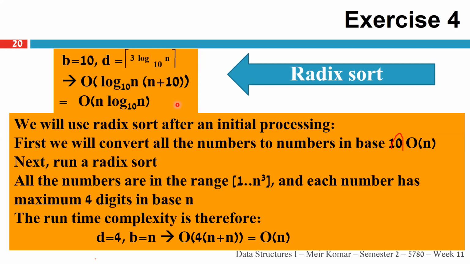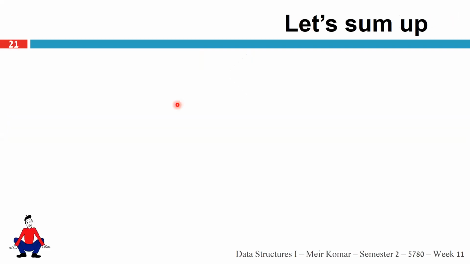So what did we see here? We saw a nice example of how we can use these sorts. Again, if the keys are like that, we can use these types of sorts depending on what we're doing. Let's wrap up for a minute.